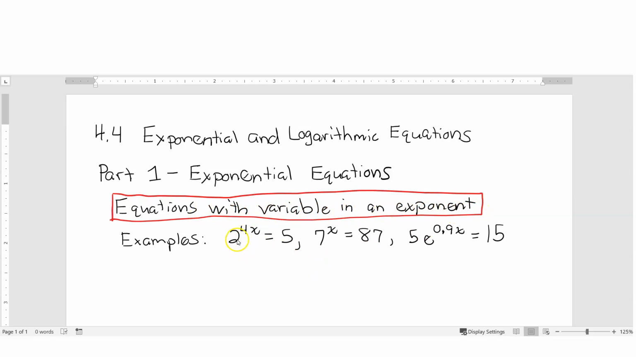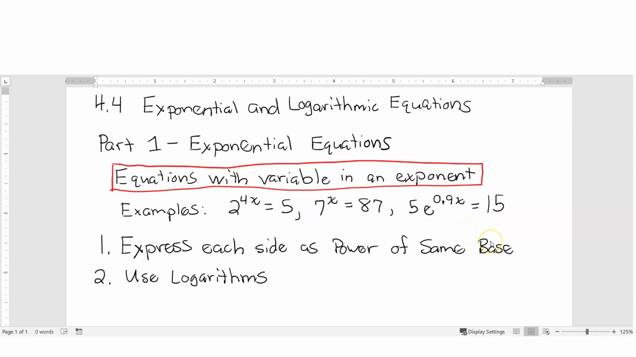Exponential equations will be equations with a variable and an exponent in some form. So we can have generic examples. Here our base is 2, but we have this algebraic expression 4x in the exponent part of the expression, and that is equal to 5. Here we have a base of 7, but the variable x is in the exponent, that equals 87. And then here we have an exponential equation involving our natural base e, 5e to the 0.9x equals 15. And again, you can see the variable term is up there in the exponent.